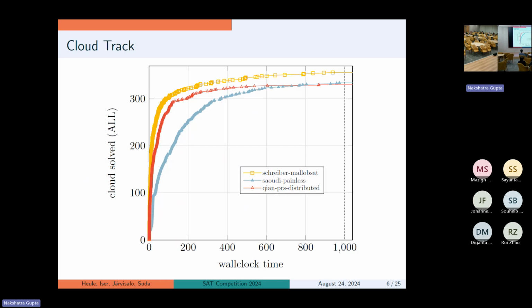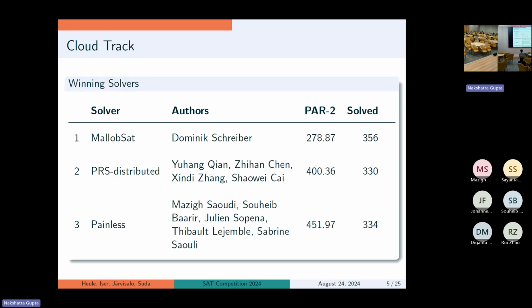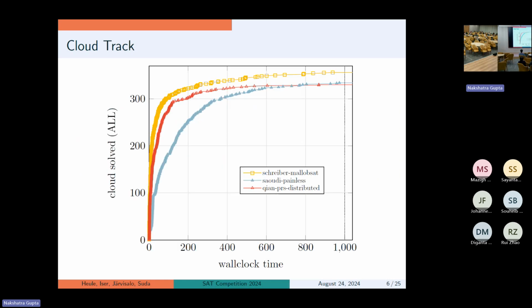Oh no, first have a look at the plot. So this is how the solvers perform. Let me just check quickly. Yeah, Painless was 3rd, and it actually solved more instances, but you can see basically that PRS was a lot faster.